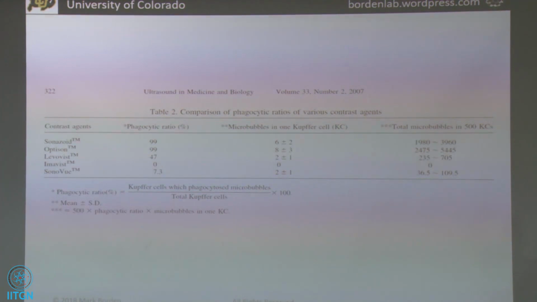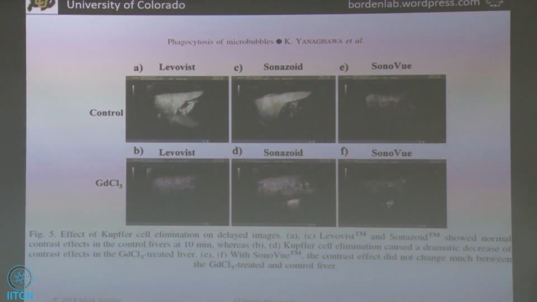This is the number of microbubbles in one Kupffer cell, so 6, 8, 2, 2, and then the total microbubbles in 500 Kupffer cells. So you look at these numbers, let's look at the maximum numbers. So about 4,000, about 5,000, 700, 0, about 100. That's kind of interesting. Innovist is a very interesting agent. Because the Kupffer cells are taking up these bubbles, you can image the liver with these bubbles. Okay? So what you do is you inject these agents, and then you wait for the free agent to clear from the body, and the liver Kupffer cells are taking them up, and after a while, they'll only be left in the liver. So here's an image of the liver.